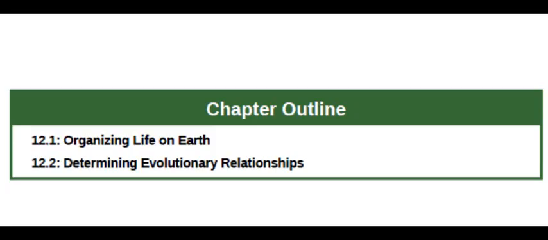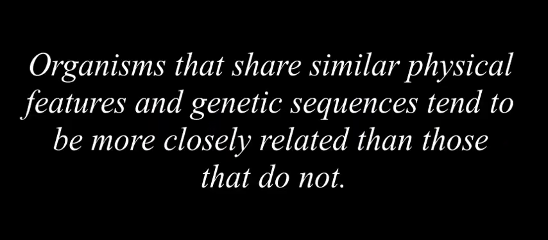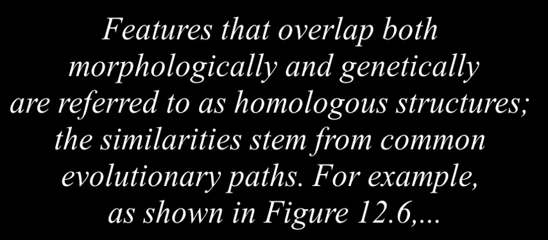Welcome back to Concepts of Biology. Section 12.2. Two measures of similarity. Organisms that share similar physical features and genetic sequences tend to be more closely related than those that do not. Features that overlap both morphologically and genetically are referred to as homologous structures. The similarities stem from common evolutionary paths.